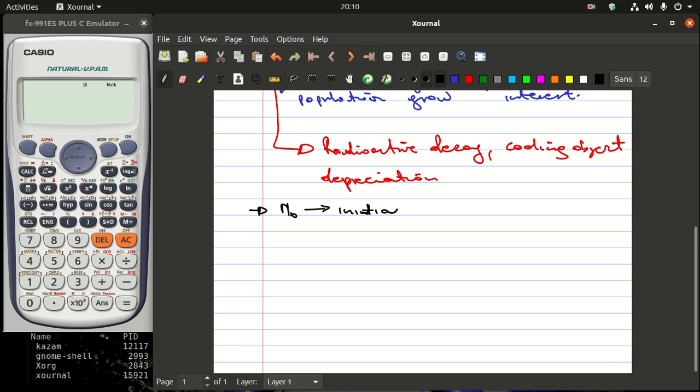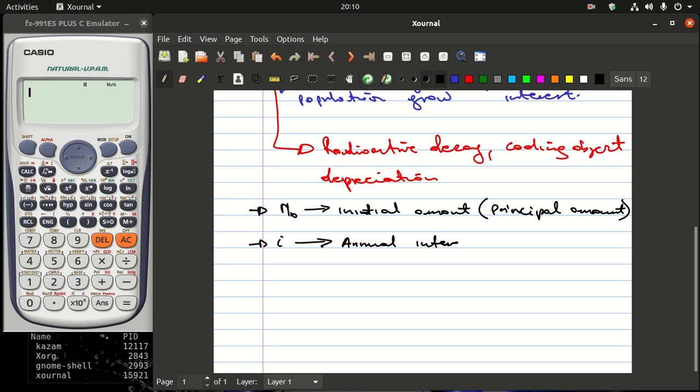This is the initial amount, or we usually say principal amount. The amount that we're starting with before anything happens. And then we also have I, and I in this case, we're just gonna say it is an annual interest. And then usually we want it to be in decimal places, so it's a decimal. And then we also have N. Our N is going to be the number of compoundings.